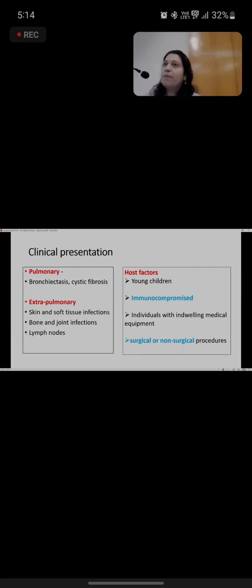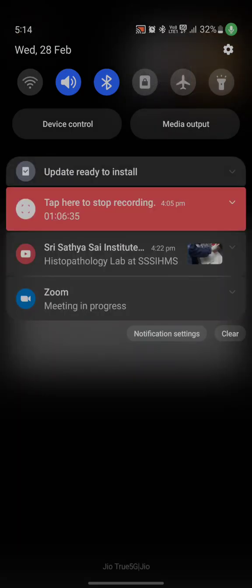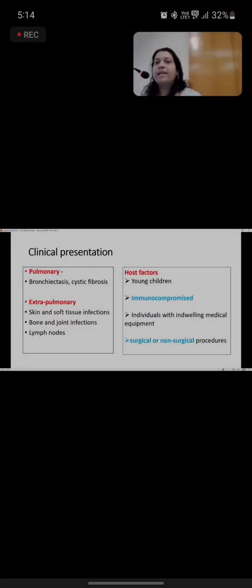They are ubiquitous in the environment and found in indoor and outdoor water sources, soil, etc. More than 150 species have been identified. The most common presentation is pulmonary disease, followed by extrapulmonary infections. Pulmonary disease is present mainly in patients with pre-existing disease like bronchiectasis and cystic fibrosis. Extrapulmonary infection can present as skin and soft tissue infections, bone and joint infections, lymphadenitis. These are more common in immunocompromised patients, in young children mainly lymphadenitis, and in individuals with indwelling medical equipment, surgical and non-surgical procedures.